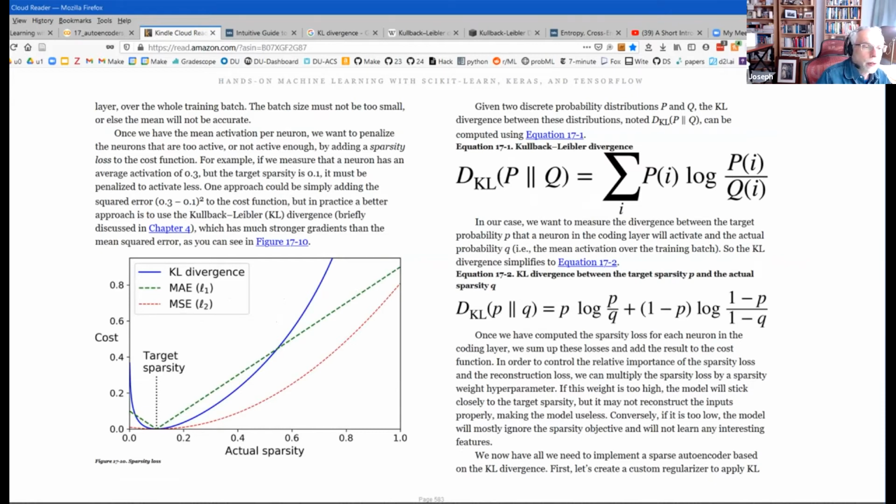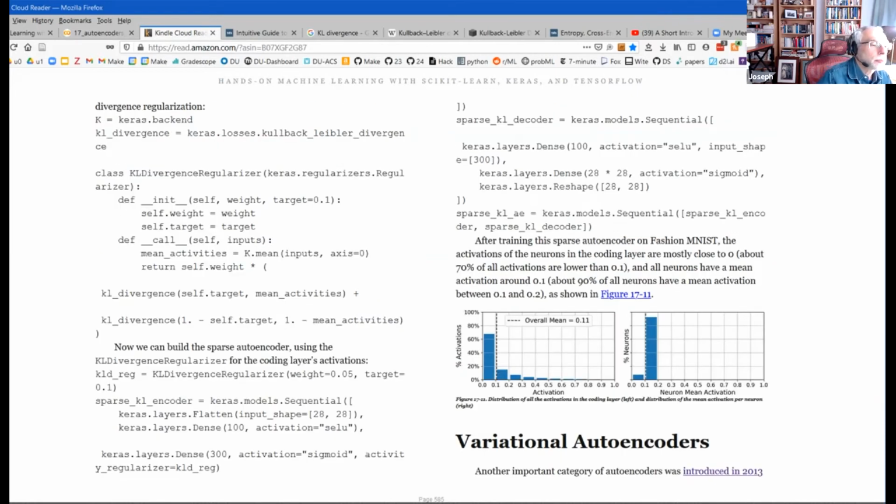So all he does here is he's constructed a little class that does that calculation, and then using it, let's see. This is what he calls the regularizer, and K is the Keras backend. KL divergence is, so it has a built-in Kullback-Leibler divergence function in it. The loss function, that is built in. KL divergence regularizer of.